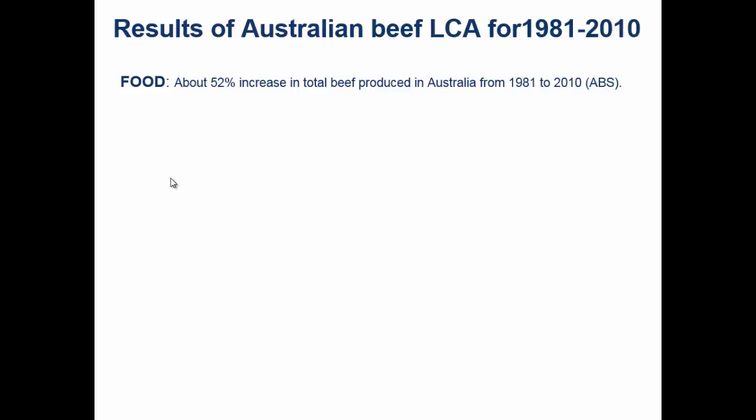So this study looked at a 30-year period from 1981 to 2010 to look at the changes in resource use and environmental impacts of the Australian beef industry. And I'll say from the outset, this was a very difficult project in that the data weren't available. Getting the information to try to quantify these impacts is not easy. And I'll explain what I mean by that in a minute.